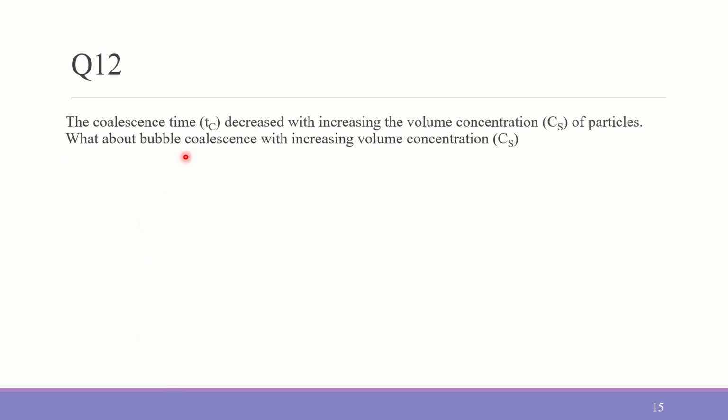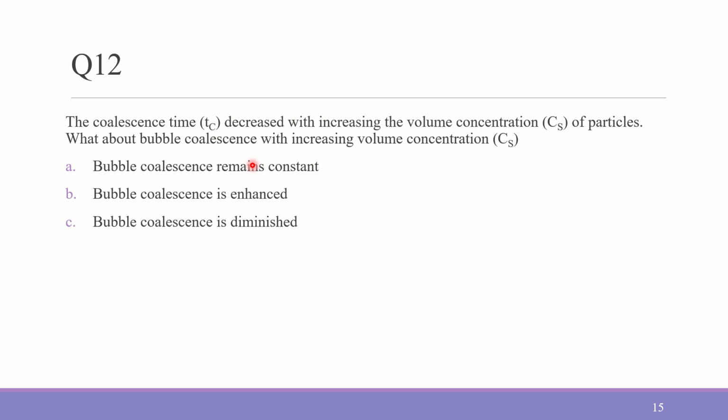The coalescence time decreased with increasing volumetric concentration of particles. What about bubble coalescence with increasing volumetric concentration? Option A, bubble coalescence remains constant. Option B, bubble coalescence is enhanced. Option C, bubble coalescence is diminished. Option D, all of these.